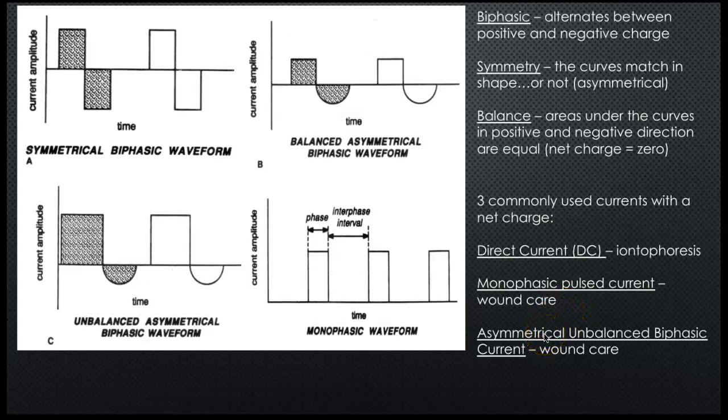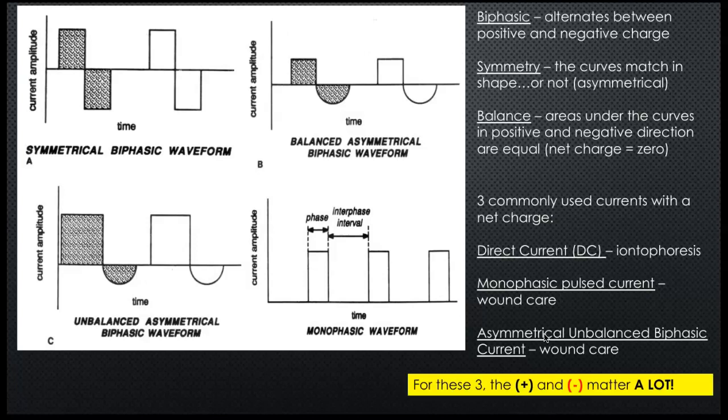And then asymmetrical unbalanced biphasic current is also used in wound care. So here, this is where the positive and the negative matter a lot. And don't get hung up on red and black. Right here I put positive as black and negative as red, but each machine, the manufacturers make things and they don't always make red positive and black negative or vice versa. So you really have to read the user manual for the machine you're using to figure out which one is the negative and which one is the positive for the current that you're going to use.